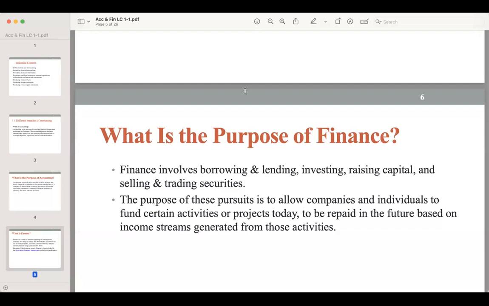Then finance talks about raising capital. Raising capital is a critical aspect of finance for companies when a business needs funds to expand, develop new products, or undertake strategic initiatives. They often raise capital by issuing shares or bonds to investors. Then last, selling and trading securities refers to the buying and selling of financial instruments such as stocks and bonds in financial markets. Investors can trade these securities aiming to make a profit based on price fluctuations or market trends.